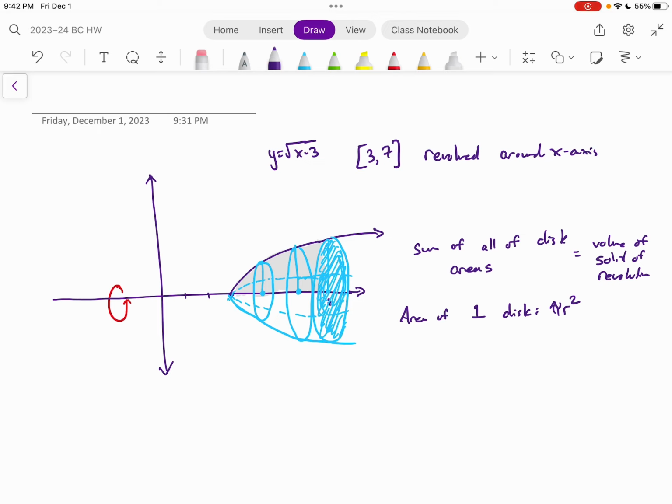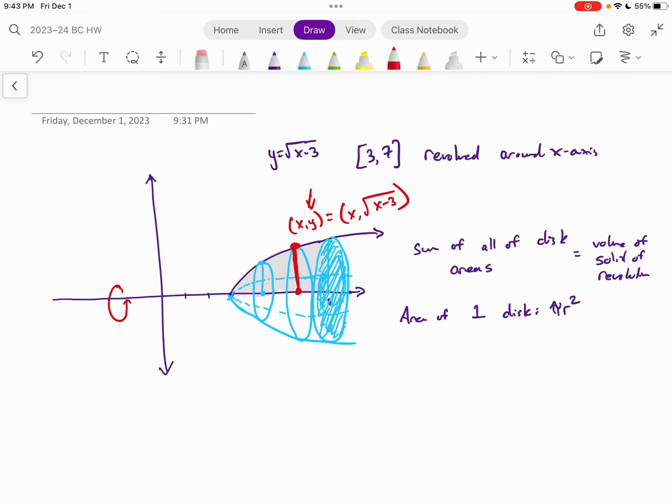And now what is r? R is, for any disk, we'll pick the middle one, this r, the height of my function. This function has some point x comma y, and r is this y. It's the height of the function. This is really, again, x comma root x minus 3. That is the height of my function.